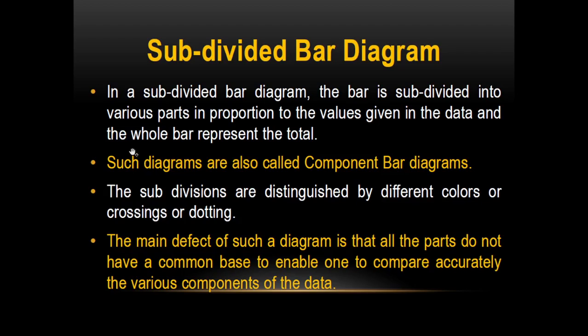Subdivided bar diagram. A subdivided bar diagram is subdivided into various parts in proportion to the values given in the data, and the whole bar represents the total. Here, it is nothing but a simple bar diagram. We subdivide it into different components. Such diagrams are also called component bar diagrams. The subdivisions are distinguished by different colors or crossings or dottings. The main defect of such a diagram is that all the parts do not have a common base to enable one to compare accurately the various components of the data.